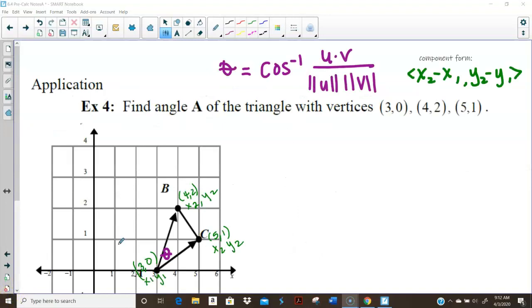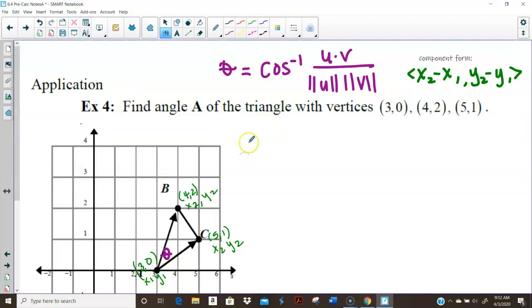In example 4, we're going to find angle A. In order to find angle A, the first thing we're going to have to do is find the magnitude of the vector AB and the vector AC. So in order to do that, we're going to have to first put them in component form.